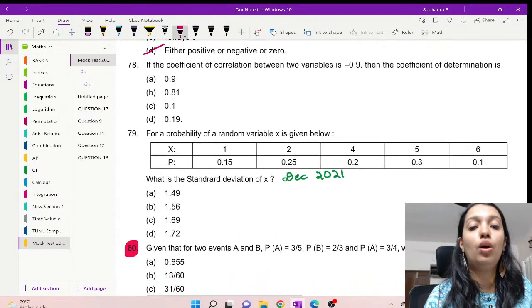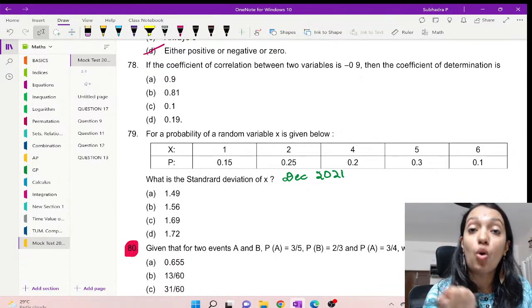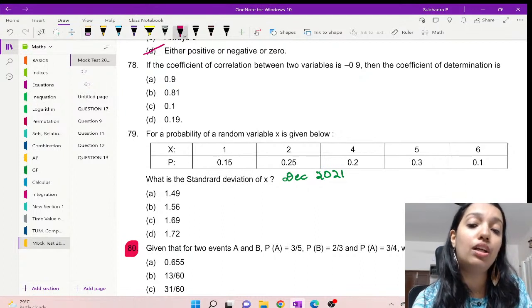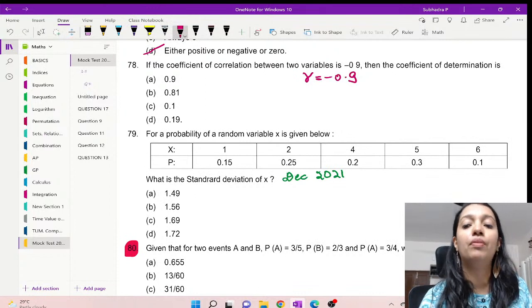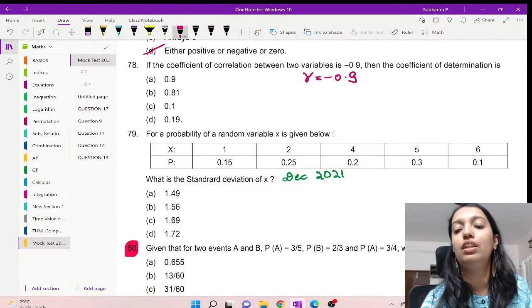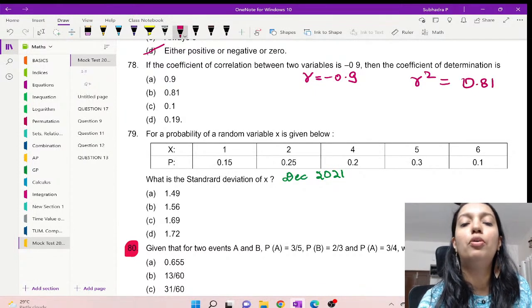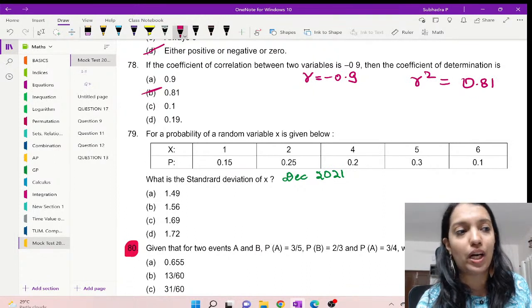Next. If the coefficient of correlation between two variables is -0.9. How do you denote the coefficient of correlation? R is equal to minus 0.9. Then the coefficient of determination means R square. So that value is minus 0.9 into minus 0.9, which is 0.81.